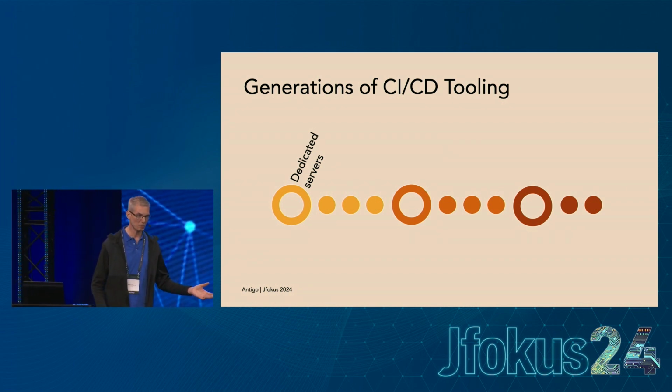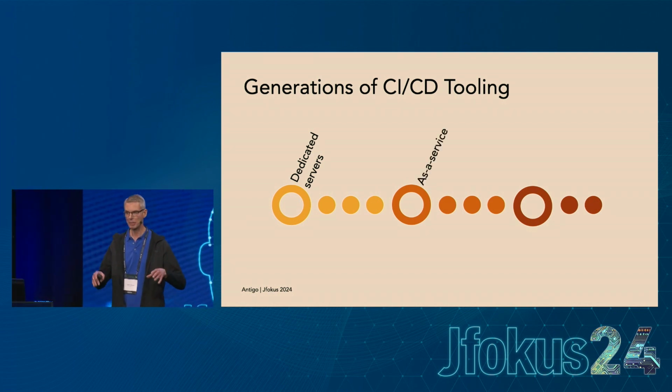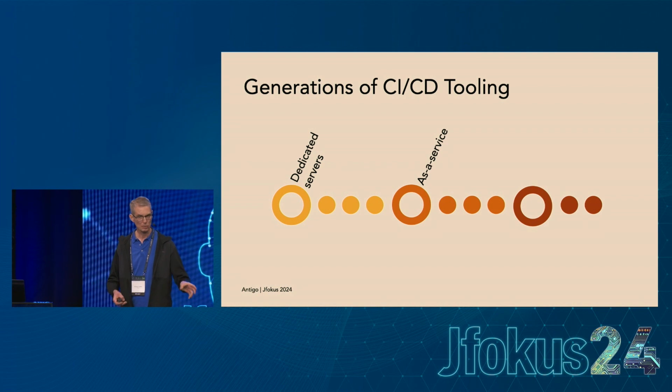Later on, we started to use the cloud, and we installed it on VMs in the cloud. As that happened, many of those providers and other players recognized that we want to have this as a service. So we got CI tooling as a service, and we had products like Travis CI, CircleCI, and also some of the cloud providers like AWS had CodeBuild, etc. But this was similar to the solution we had with dedicated servers. It was just that we had it as a service.